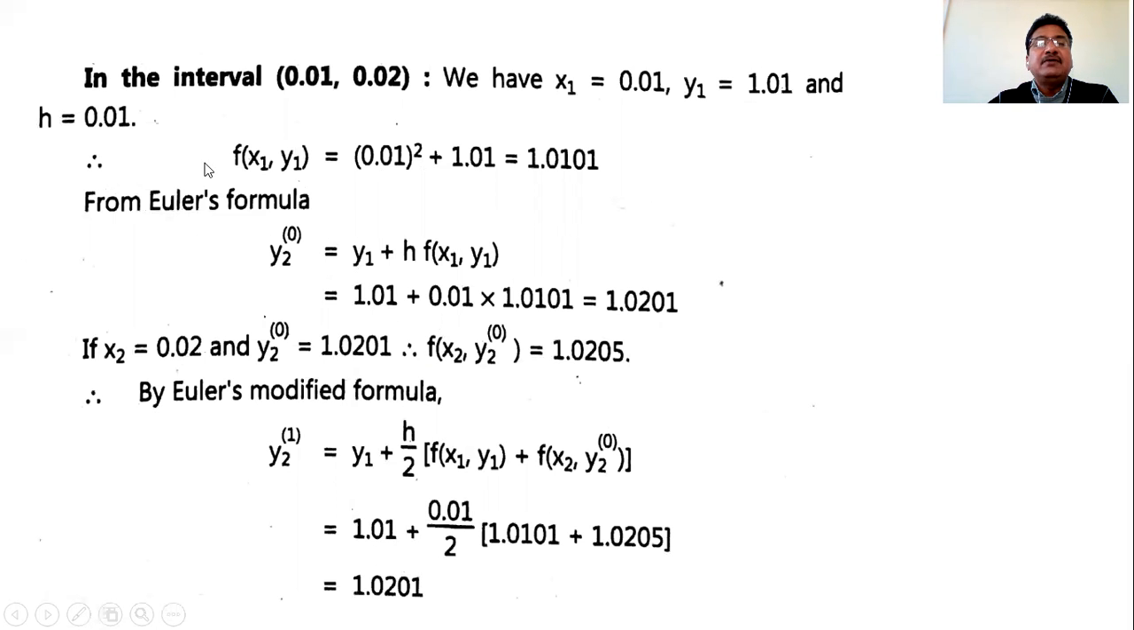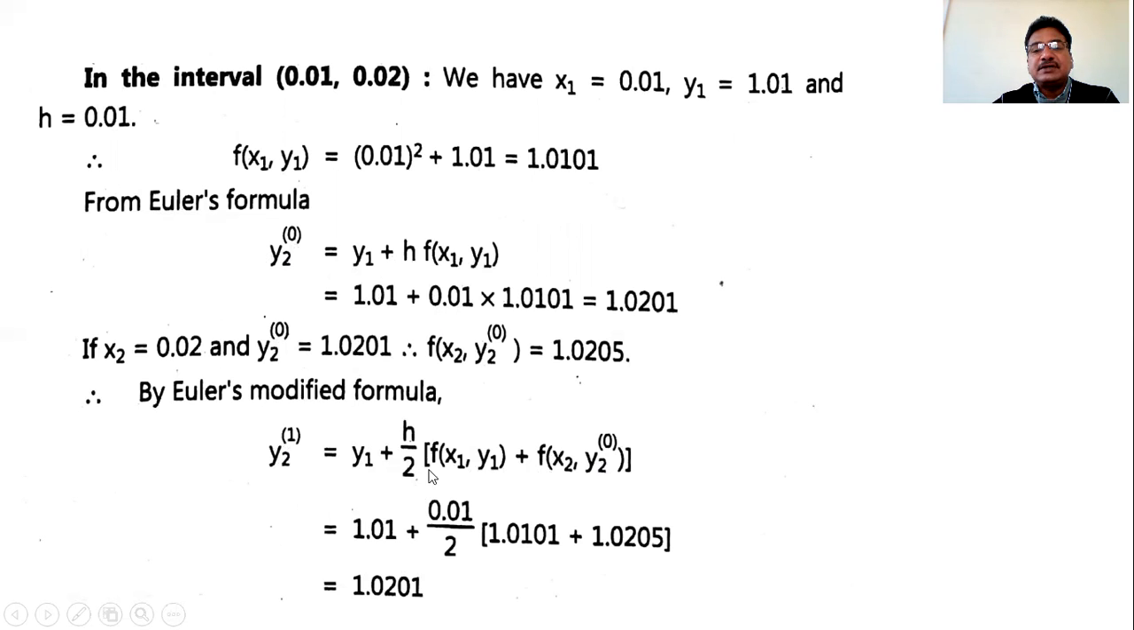And then y2. How can we find y2? That is the value at 0.02, by taking the interval again, 0.01 to 0.02. x1, y1 are these, and h is this. And then f of x1, y1 is this. And then y2 0 is y1 plus h f of x1, y1. And then we have this. Then y2 1 is y1 plus h by 2 times f of x1, y1 plus f of x2, y2 0.